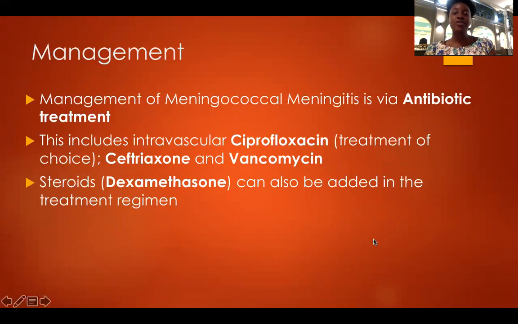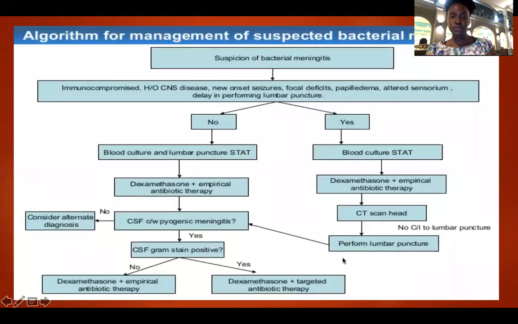The management of meningococcal meningitis is via antibiotic treatment. This includes intravenous ciprofloxacin, which is the treatment of choice, also ceftriaxone and vancomycin. Steroids, such as dexamethasone, can also be added in the treatment regimen. Here we see an algorithm for the management of meningococcal meningitis.